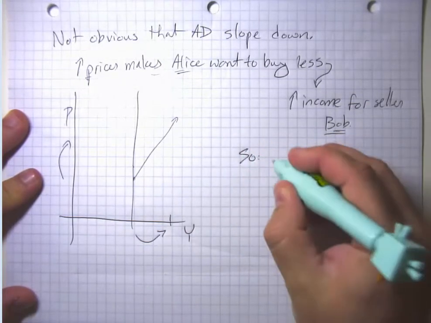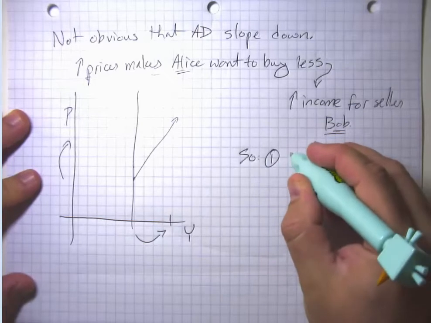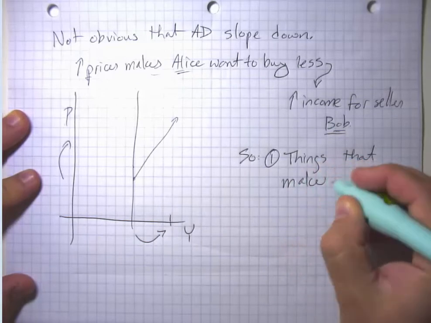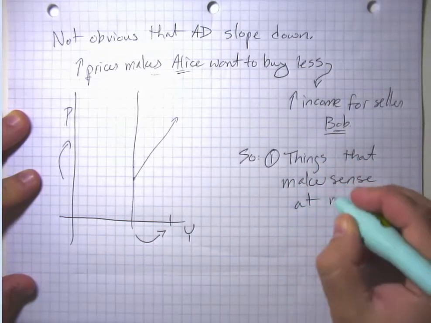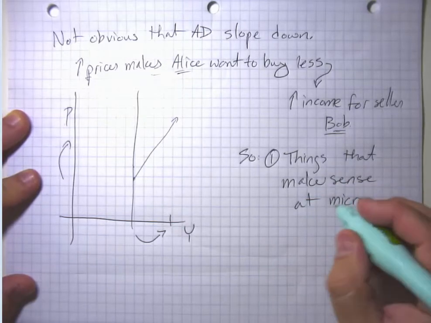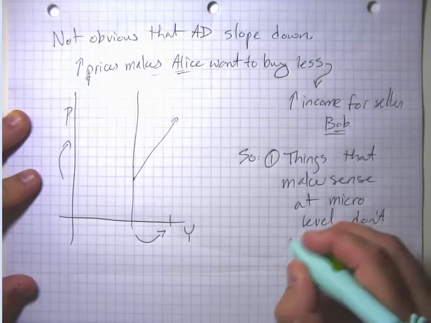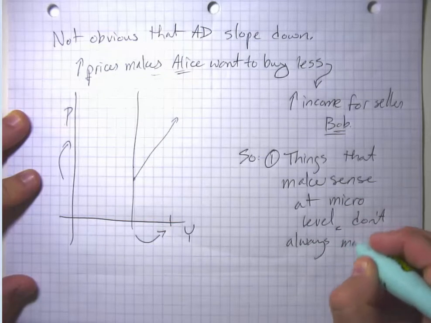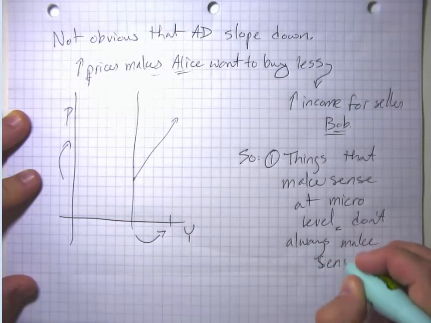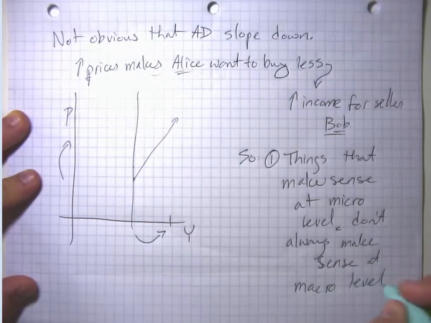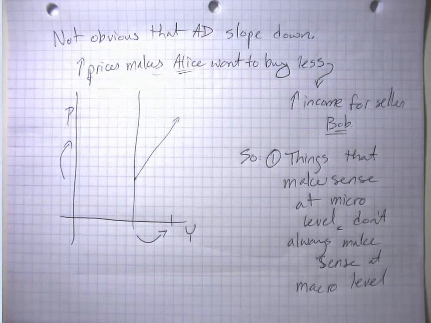So, two lessons from this. First lesson is things that make sense at the micro level, at the level of an individual or a particular market, don't always make sense at the macro level. And sometimes we need to dig a little deeper and have a little bit more investigation before we can know that. So the analogy here that often gets brought up by economists is the idea of what happens if you go to, say, a sporting event.